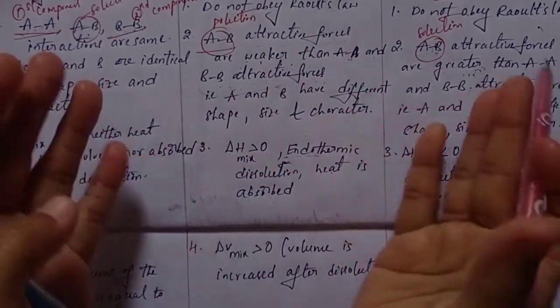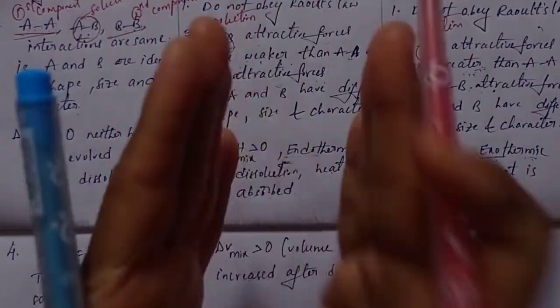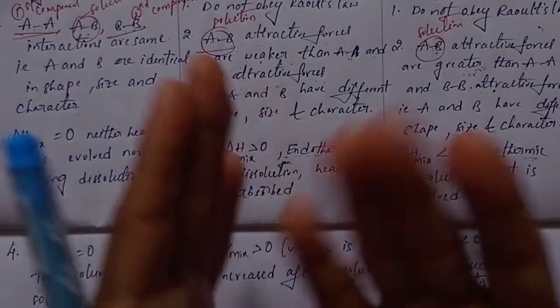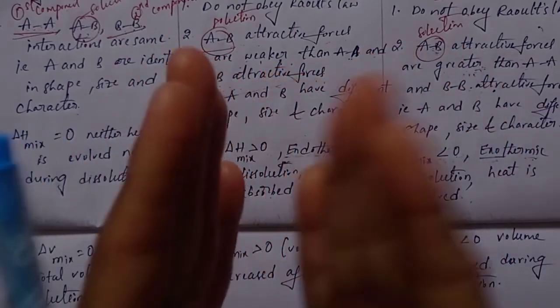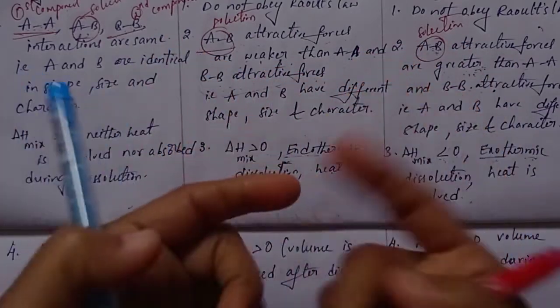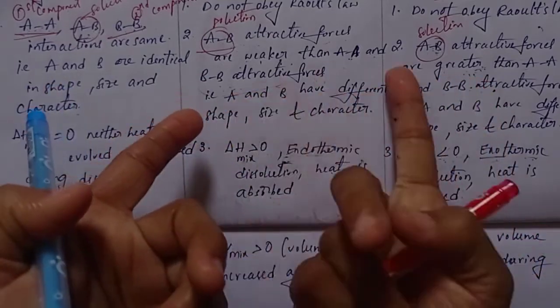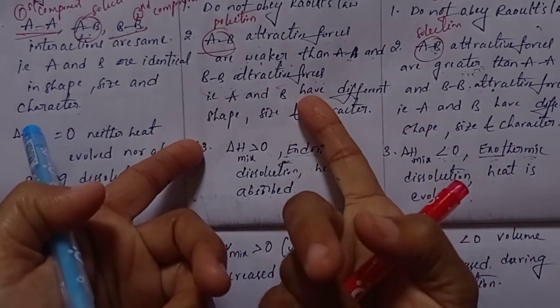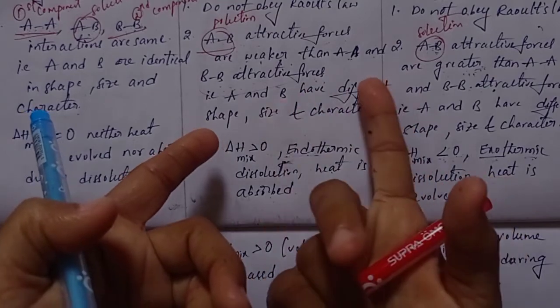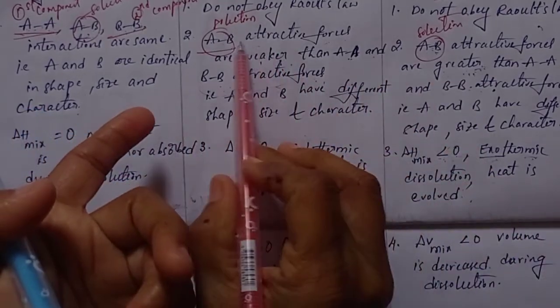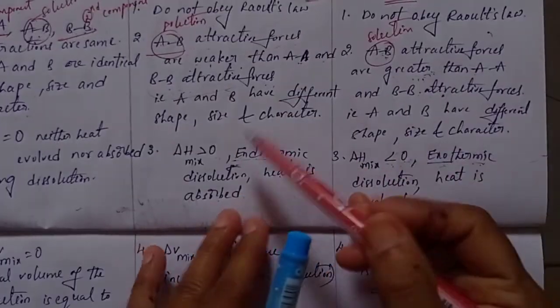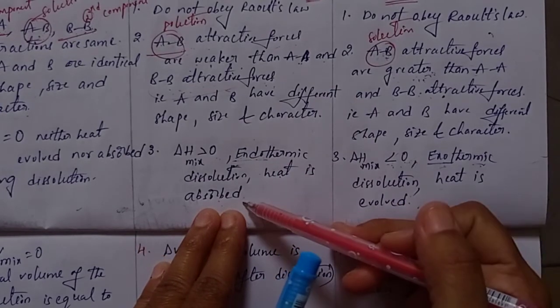This is the first component, this is the B component, both are mixed. So the attractive forces in the first component and in the B component first have to break. To break the attractive forces, more energy is required, because attractive forces are stronger. So here more energy is required when compared to released energy. That's why it is endothermic dissolution. That means heat is absorbed.